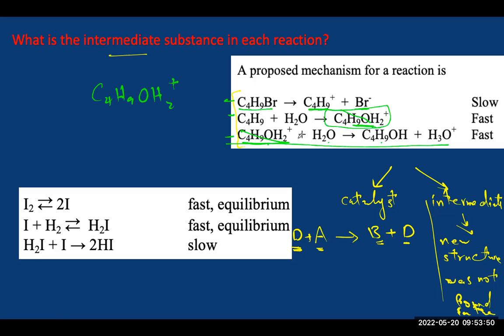C4H9OH2. Okay, so why do we choose this one as an intermediate? Because this one appeared as a product. It wasn't in the reactant. It just appears as a product in one of the steps, and then it is consumed in the next step. Okay, let's see the next one.